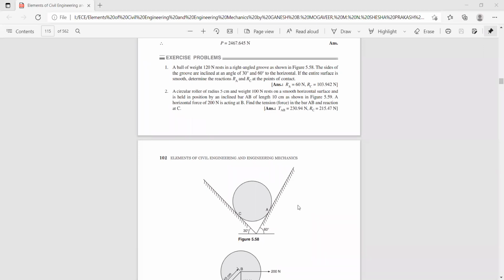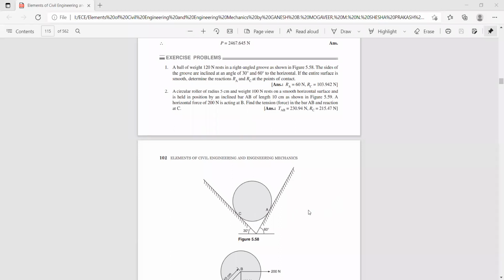Or RC is equal to RA cos 30 divided by cos 60. What is the answer? Tell me. You'll get RC in terms of RA. So anyone? So write down the equation. Sigma f of x is equal to 0. RC cos 60 minus RA cos 30 is equal to 0. Or RC is equal to RA cos 30 divided by cos 60.